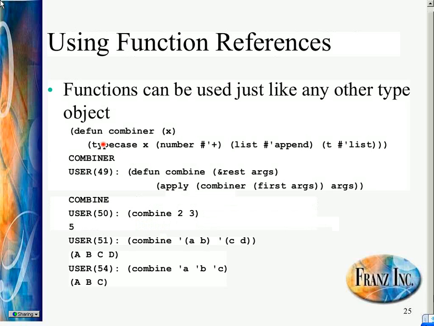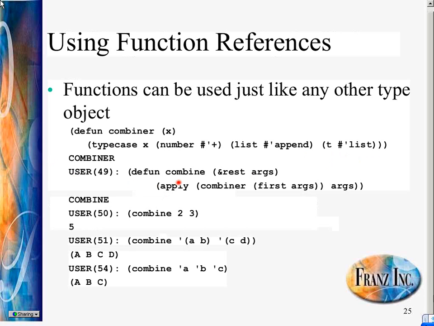So here, I'm sorry that this is slightly smaller type, but we had to fit this on the slide. And here we're defining the function combiner, and where typecase says, look at the value x, that's the argument, and if it's a number, return the function object plus. If it's a list, return the function object append. And if it's anything else, that's what the T means, return the function object list. So that's what the combiner function does.